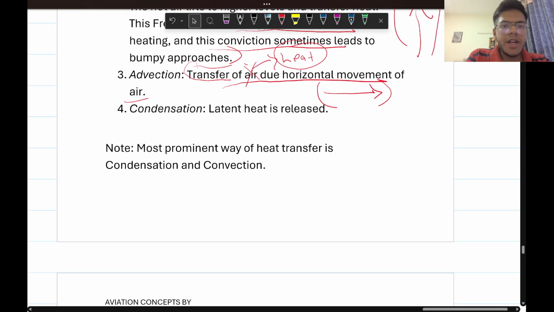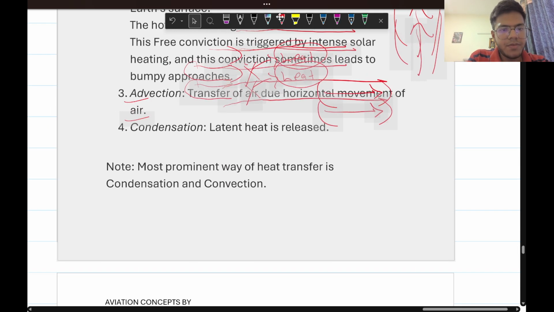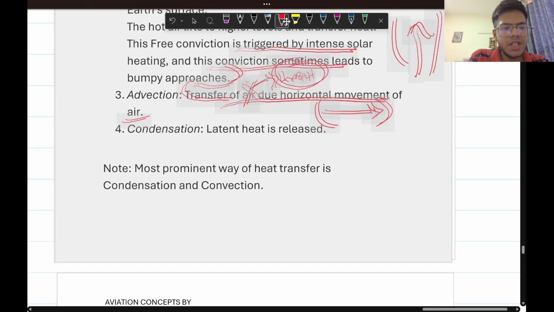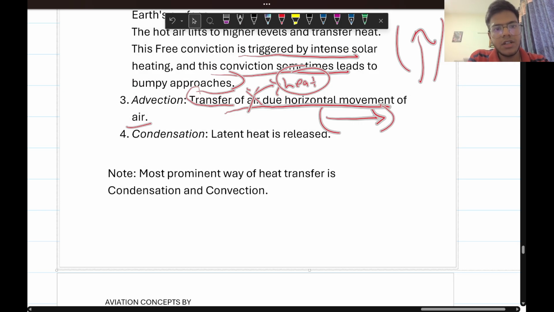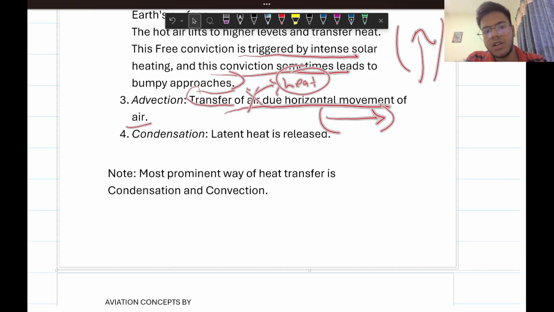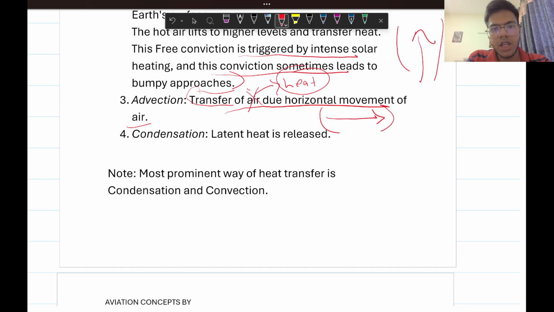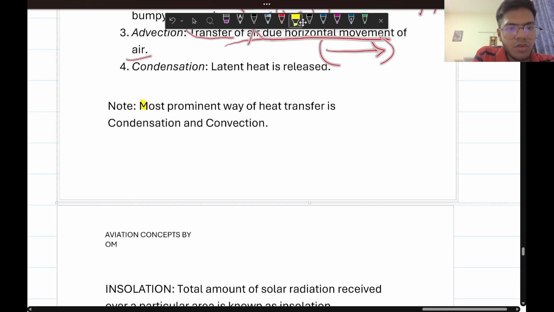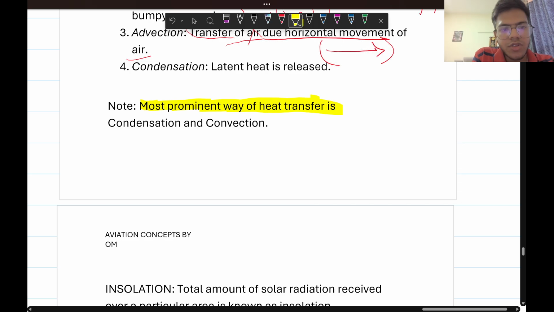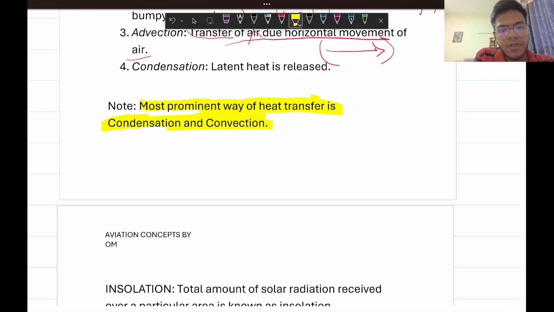Now guys, we have already discussed condensation above. Basically in condensation also latent heat is released. We have discussed that. This is the process of converting from water vapor to water. Cloud formation happens by this method. Guys, this is an important note from your exam point of view. The most prominent ways of heat transfer are condensation and convection. You have to remember this. This is your MCQ question for your DGCA exams.